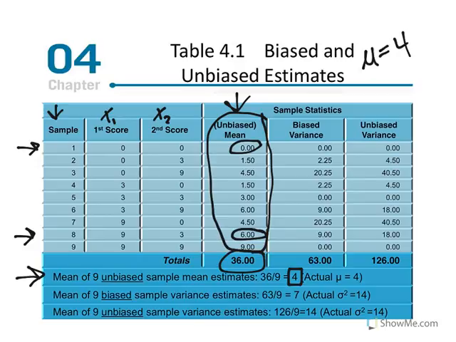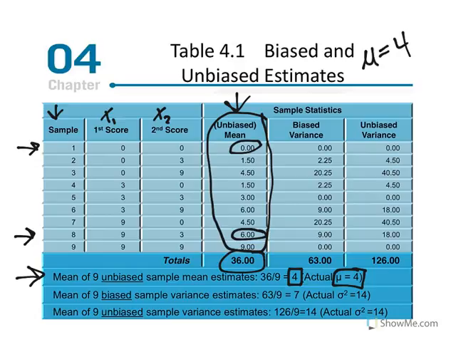So again, what we're saying is that if we take all possible samples, calculate the mean for each sample, and average all of those sample means, it will equal the population mean. So that's why it's unbiased, because they're equivalent to one another. The mean of sample means will always equal the population mean.